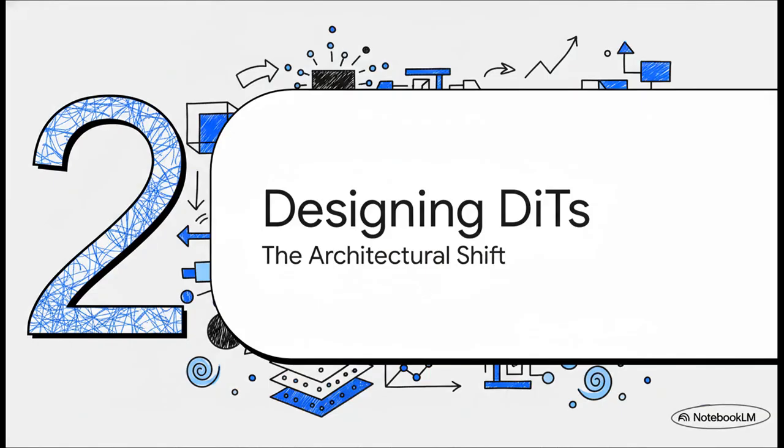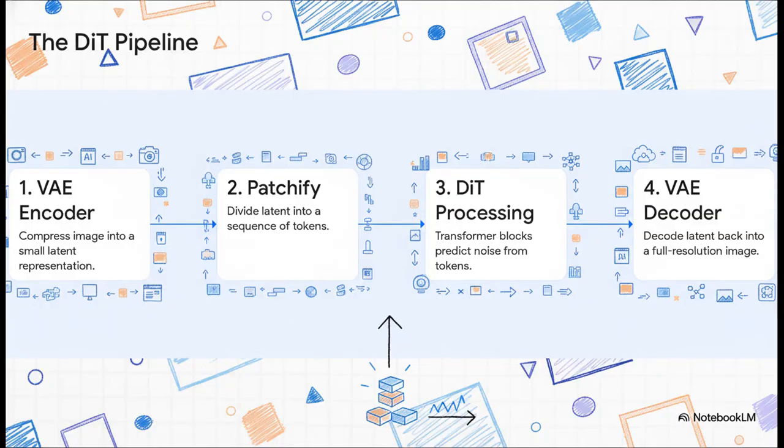All right, so let's get into the solution. Let's see exactly how they went about swapping out that U-Net and dropping in a transformer to create the DiT. First things first, they're not operating on raw pixels. That'd be crazy computationally expensive. Instead, they work inside the latent diffusion model framework.